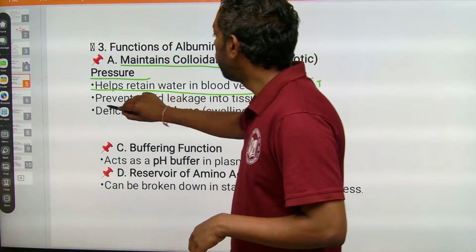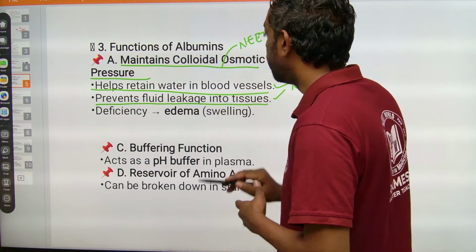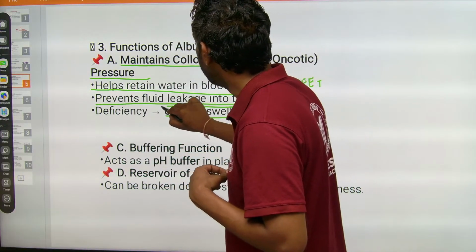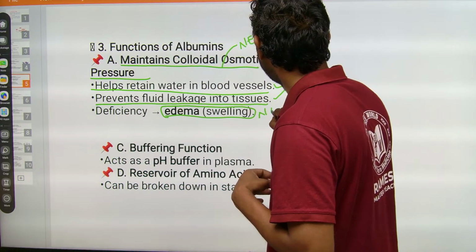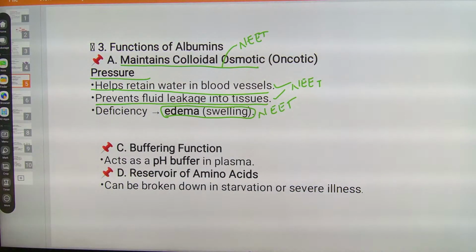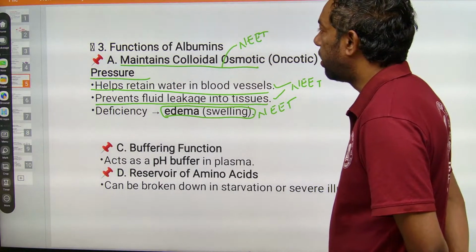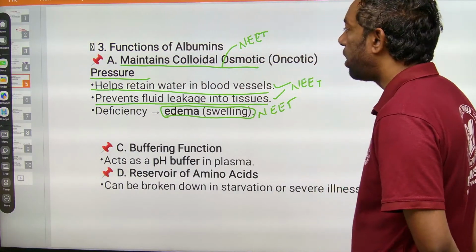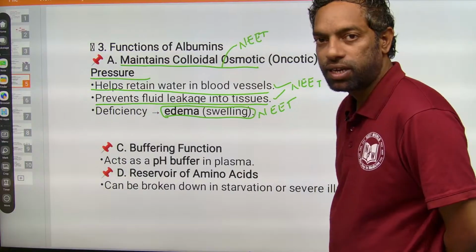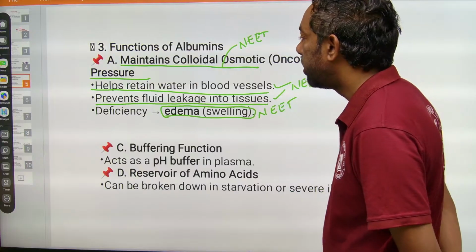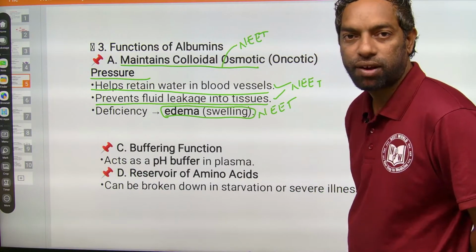It prevents fluid leakage into the tissue. If there is a deficiency, edema, swelling, will come. This is also a NEET point, guys. Most important NEET points are the functions of albumins. Maintain colloidal osmotic pressure and help in water retention in the blood vessels. It prevents water leakage into the tissue. If deficient, edema occurs. Edema is swelling of that tissue.